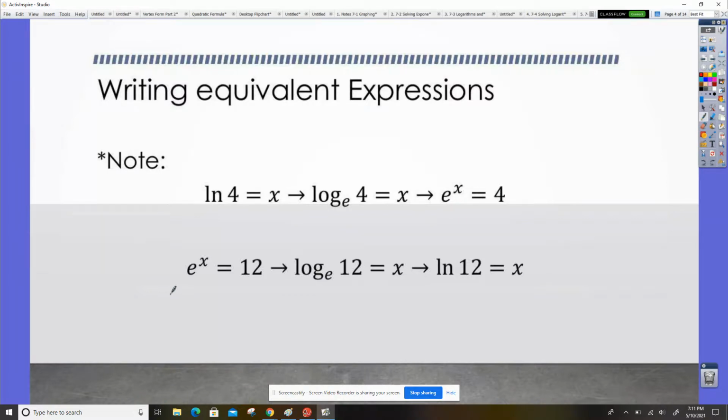Now in reverse, we can also go from exponential form to log form. So e to the power of x equals 12. Our base is e, so log base e of 12 equals x. Like we said just a second ago, log base e can be shortened to ln, so ln of 12 is equal to x. That's how we're going to practice going from log to exponential and from exponential to log. On the next slide, that's exactly what we're going to do.